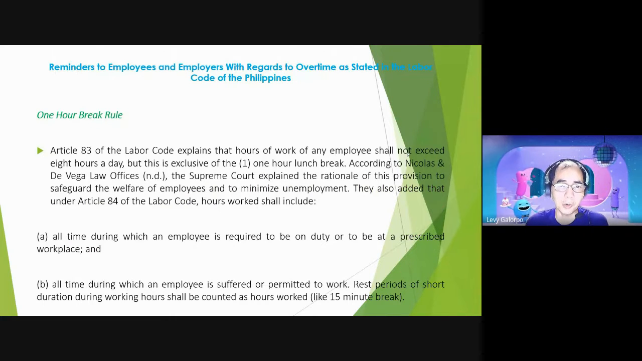So, meron tayong 1 hour break rule. Ibig sabihin, magtatrabaho ka sa isang araw pero dapat meron kang lunch break. At yung lunch break na yon ay hindi kasama sa binibilang as itinrabaho mo.